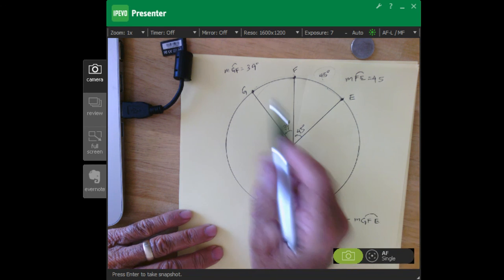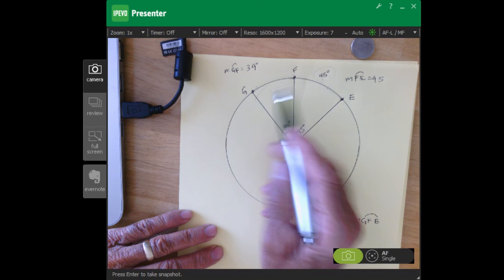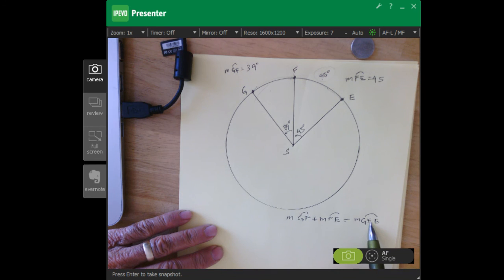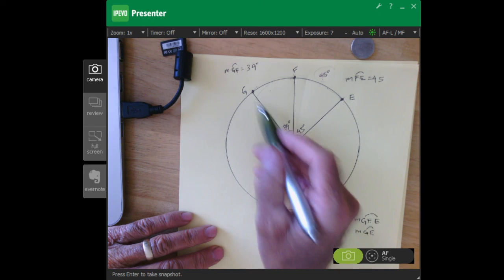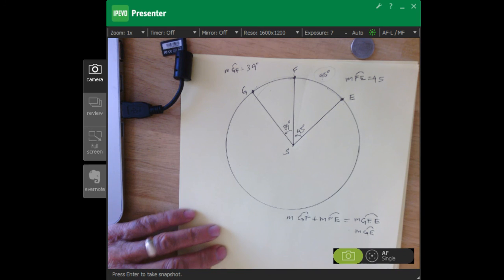Now this particular arc, because it's a minor arc, we don't need to use three letters. You can also write it like this, but either one would work. That's the arc measure postulate.